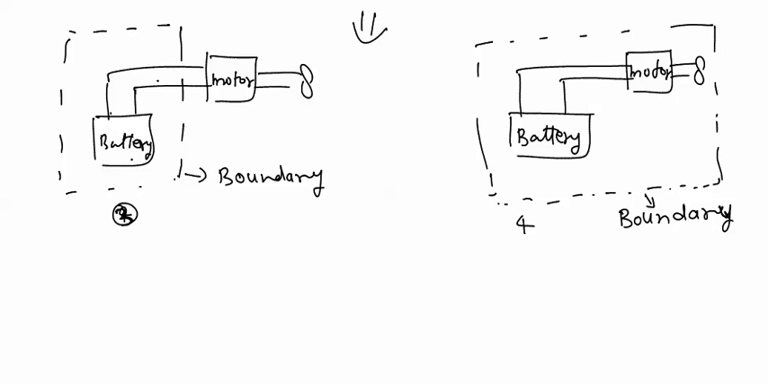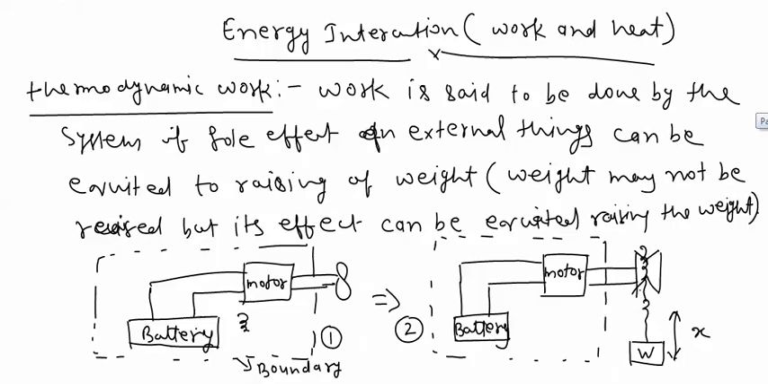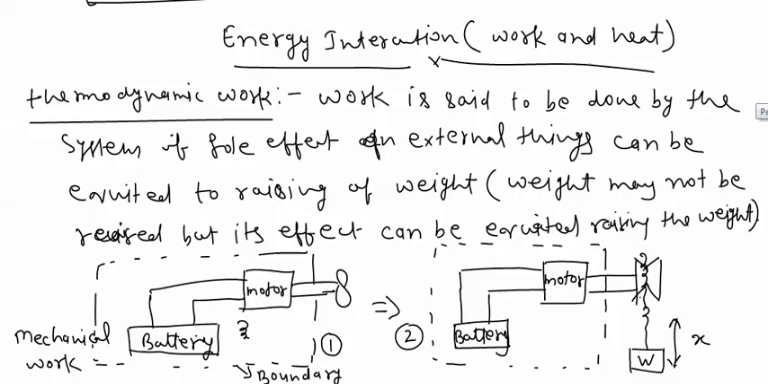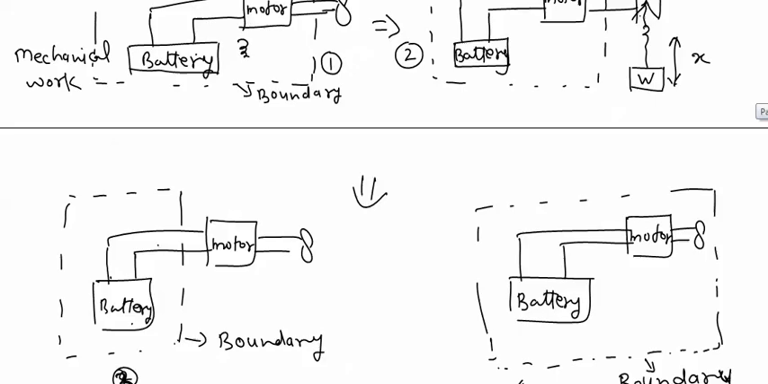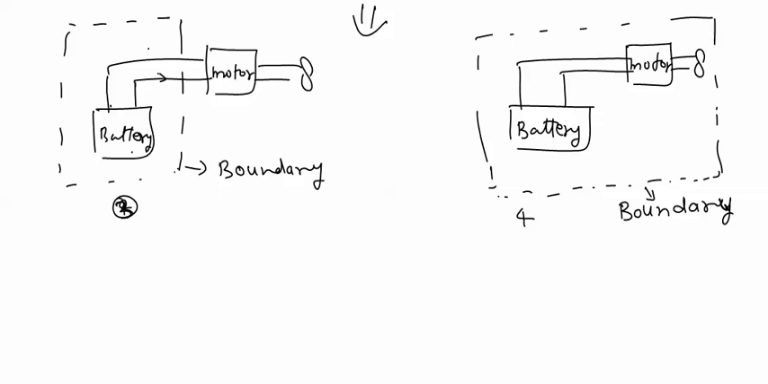If we study from case number 1, 2, 3 and 4, in the first case we will see the work is done by the shaft of the motor. It is called shaft work or mechanical work. In 1 and 2 it is called mechanical work, but when you see figure 3, the work is done only due to the transformation of the electrons by the battery. It is called electrical work.